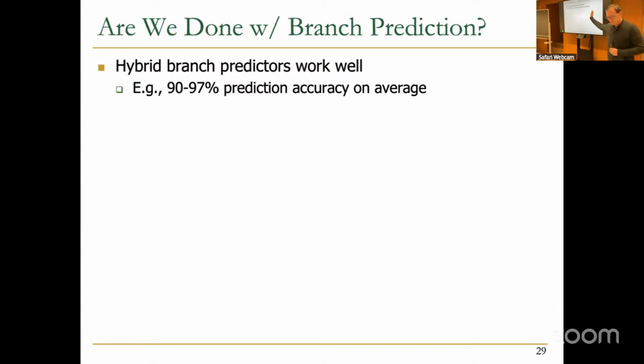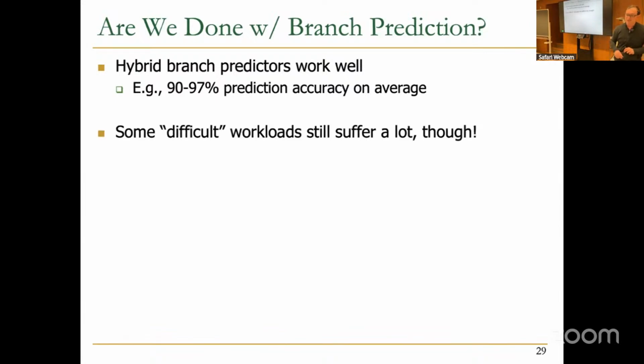Because they work reasonably well, maybe 90 to 97% prediction accuracy on average at the time on some workloads. I think the workloads today are much worse, frankly, some of the harder workloads. But even then, difficult workloads existed. For example, one difficult workload is a compiler, GCC. This takes a lot of different paths based on the input set.